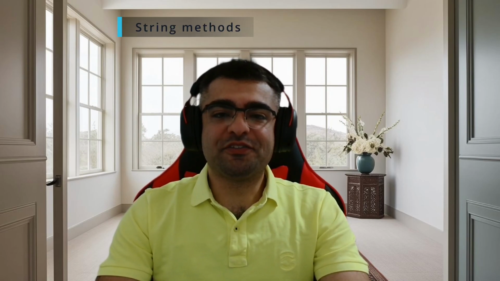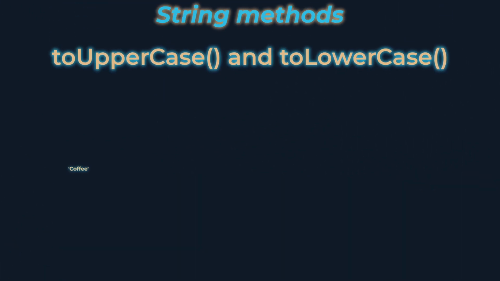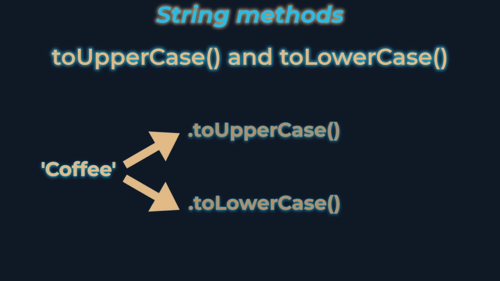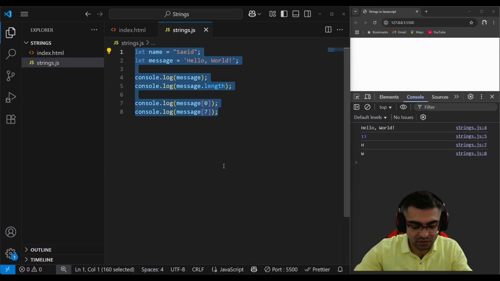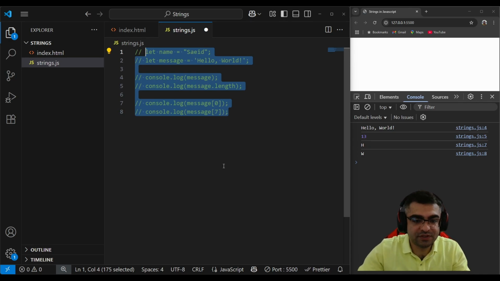Okay, now for the cool stuff. String methods. These are like superpowers for your text. Let's run through the most useful ones. Want to shout? Use toUpperCase. Whisper? Use toLowerCase. Easy. Here, first I'll comment out previous lines.